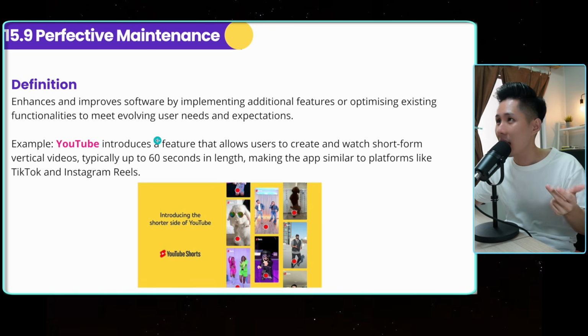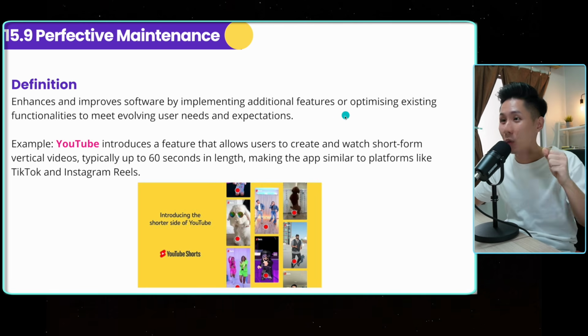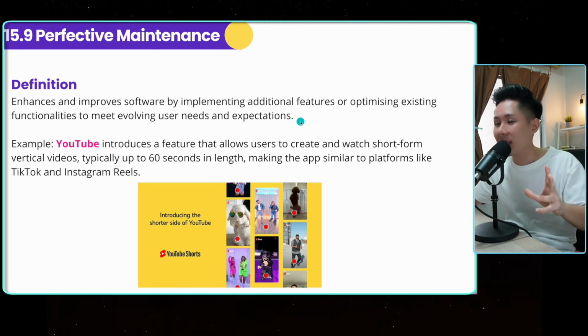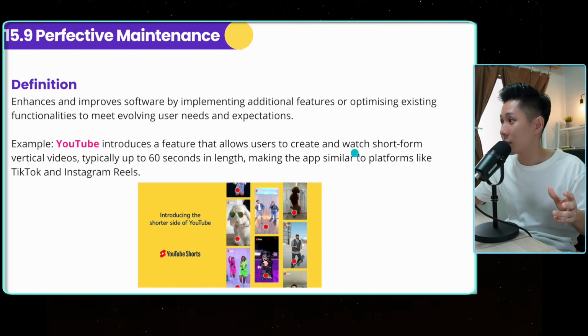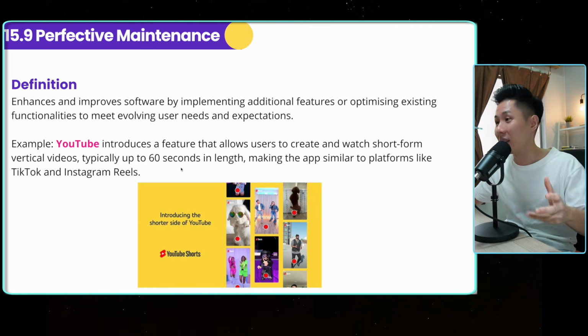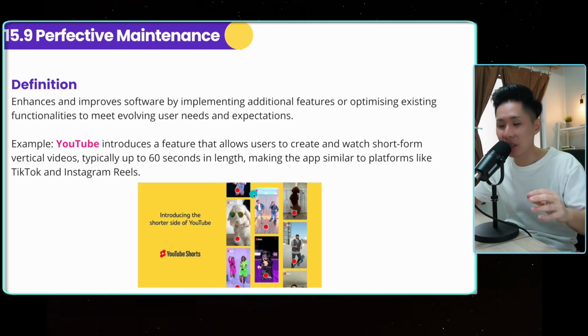Perfective maintenance enhances and improves software by implementing additional features, meaning you add stuff to your software to perfect it. One example is how YouTube added YouTube Shorts, which introduced a feature that allows users to create and watch short-form vertical videos. This is not what YouTube did in the past, but because of TikTok, it also added this feature to perfect the entire video software.